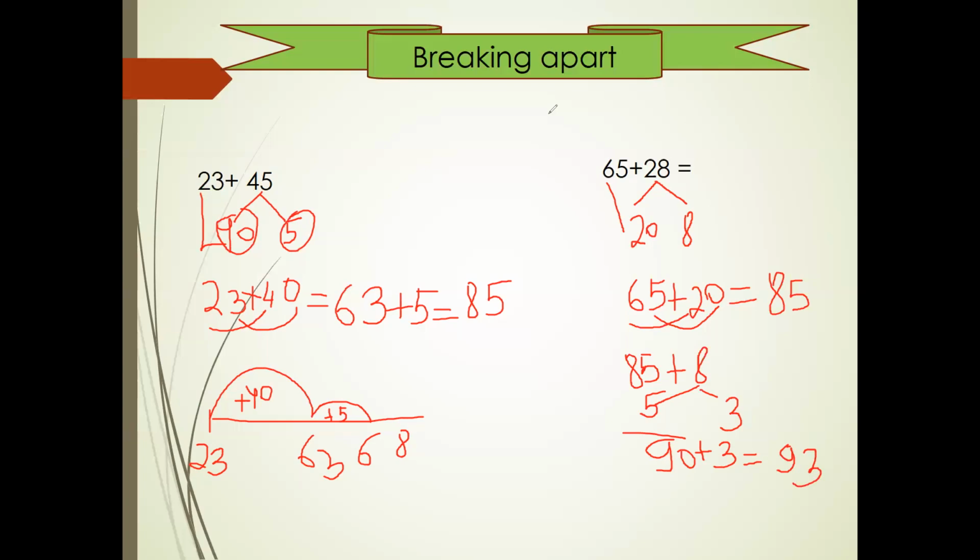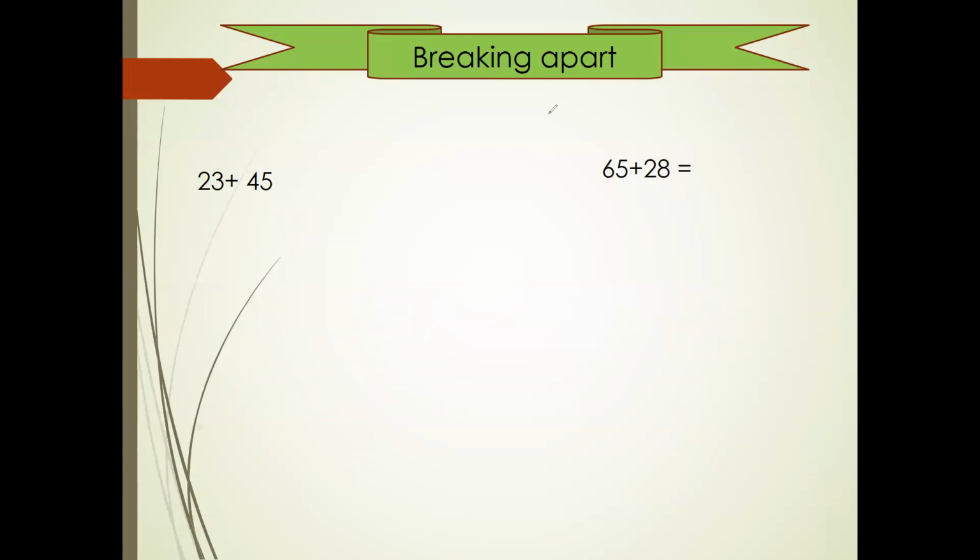So what does it mean breaking apart? First you add tens, then you add ones. Okay, and the last strategy is compensation. Okay, compensation. Let me type the equation for you, and we discuss what does it mean, because for some students it's confusing. Okay, also, I want to add 28 plus 45.